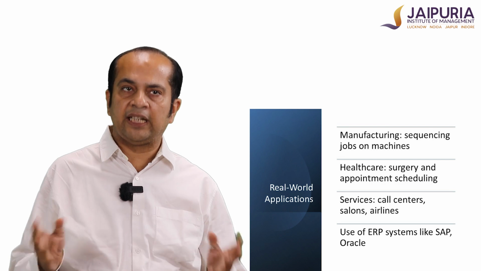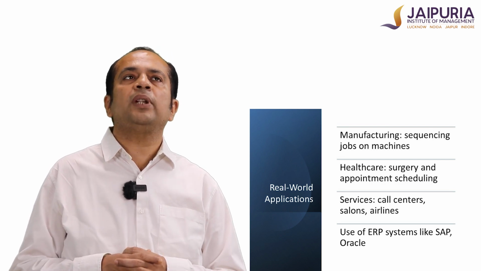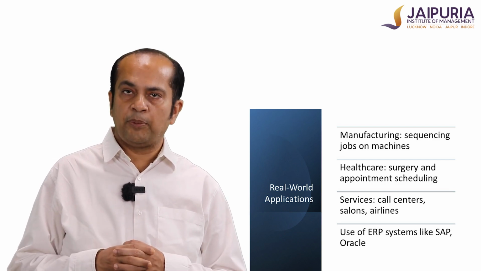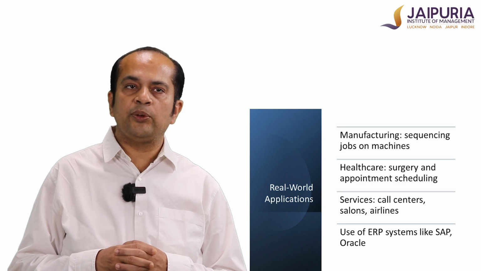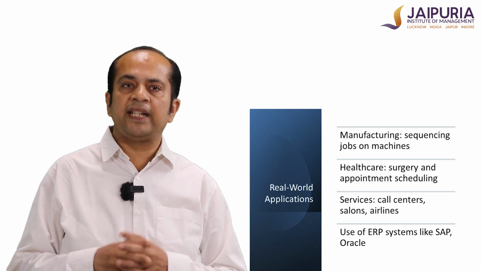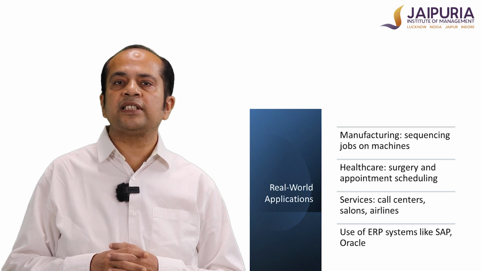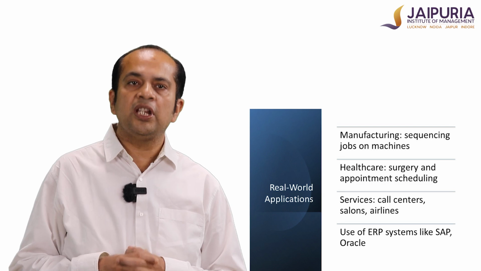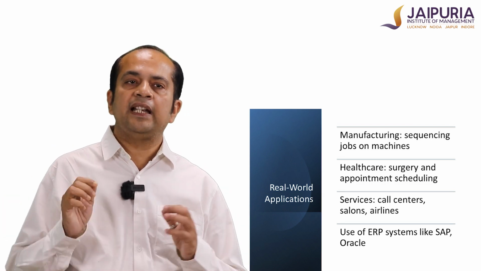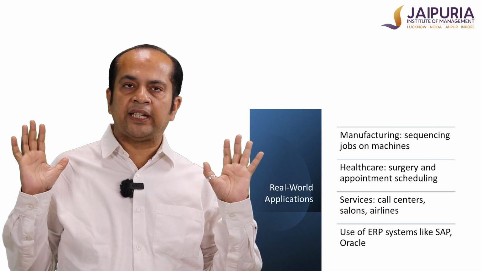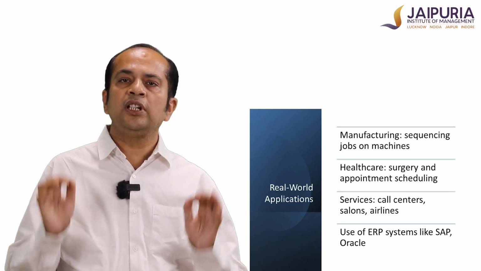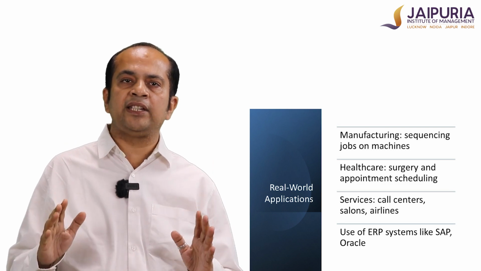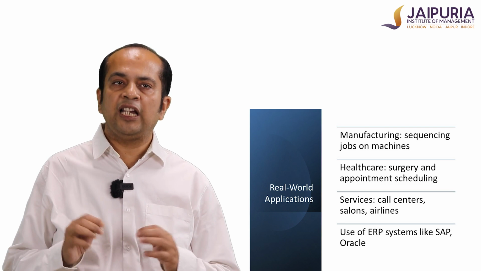Talking about some of the real world applications of scheduling. Scheduling is not just for factories. Hospitals also schedule surgeries and appointments. Airlines plan crew and aircraft. Salons manage bookings. ERP systems like SAP and Oracle integrate these rules into business operations for real-time decision making. So scheduling is everywhere, from managing small hair salons to running global airlines and large hospitals. It is an invisible engine that keeps operations moving smoothly.